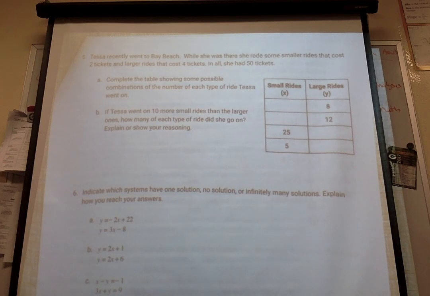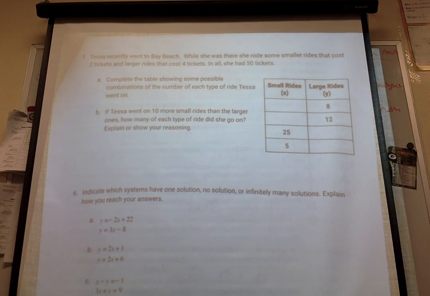Okay, on to the second half of our Unit 4 review voiceover. Number 5 says, Tessa recently went to Bay Beach. While she was there, she rode some smaller rides that cost 2 tickets and larger rides that cost 4 tickets. So in all, she had a total of 50 tickets.